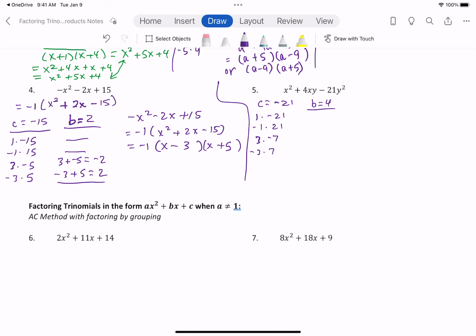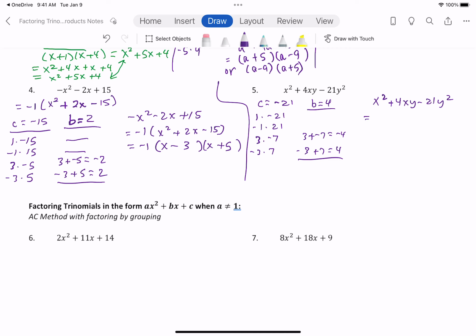So from looking at this, we know 1 plus -21, that won't be 4. -1 plus 21, that won't be 4. If we look at 3 plus -7, that's -4, so it's close. The last one, -3 plus 7, that's the one that gives me 4. So if I go back to my original, x squared plus 4xy minus 21y squared.